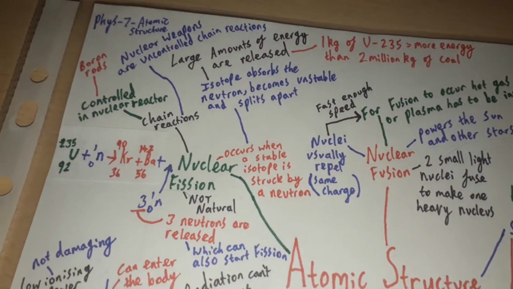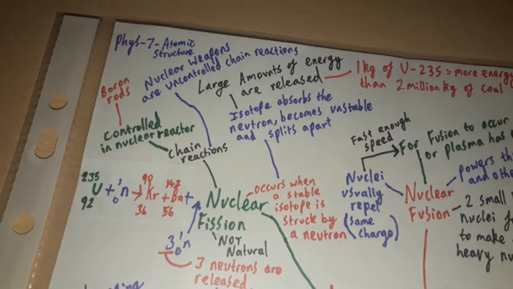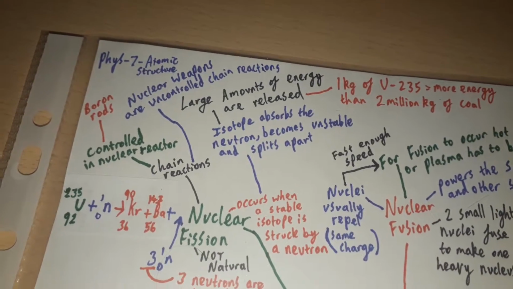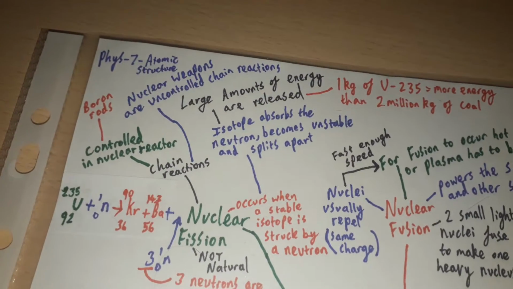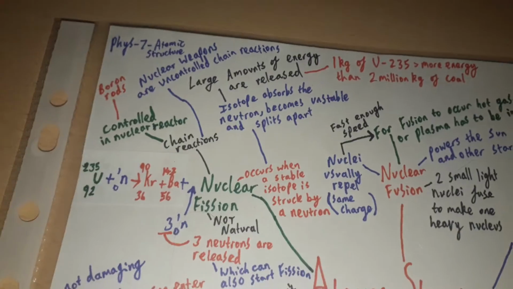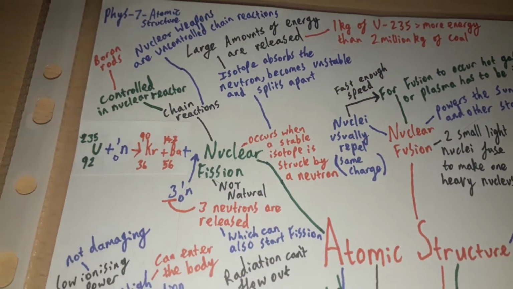So yeah, also there are chain reactions that occur in it, but this can be controlled in a nuclear reactor by things such as boron rods. And nuclear weapons are basically uncontrolled chain reactions. The chain reaction keeps going off, which makes it more and more dangerous and makes a massive explosion.